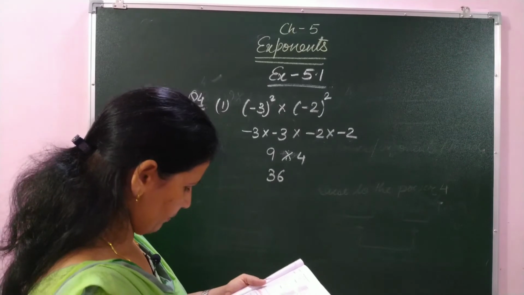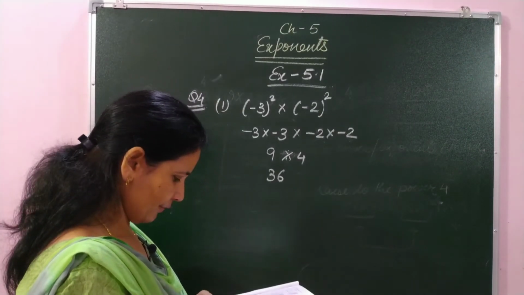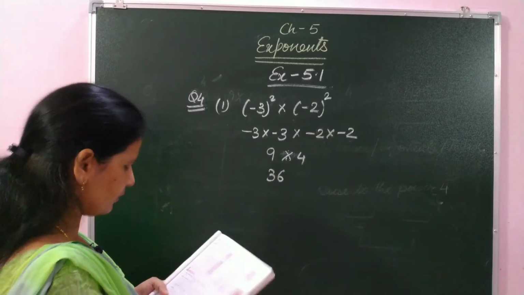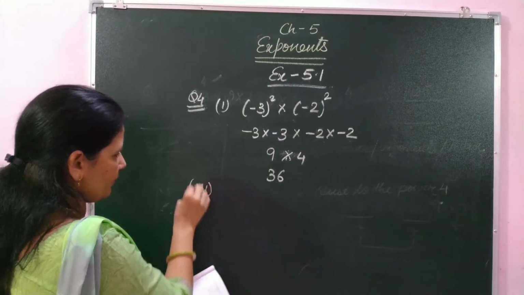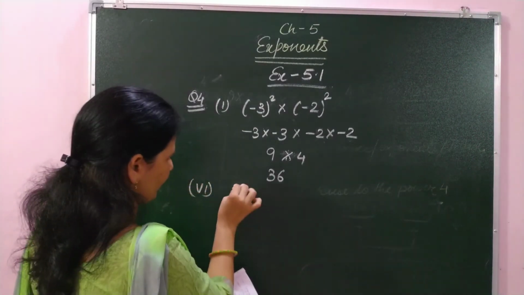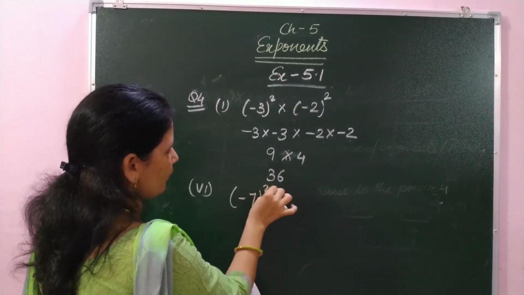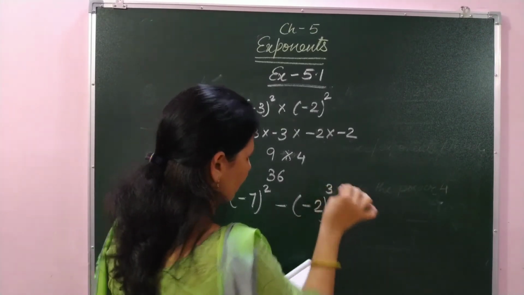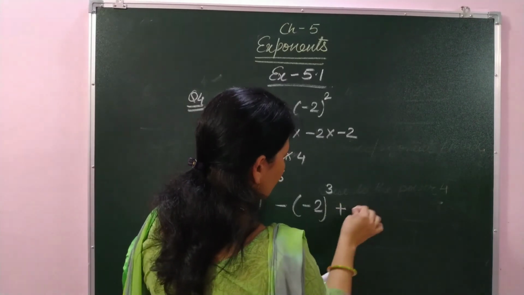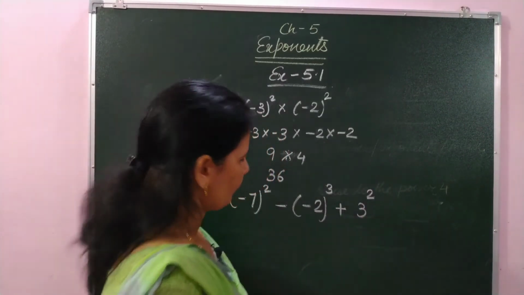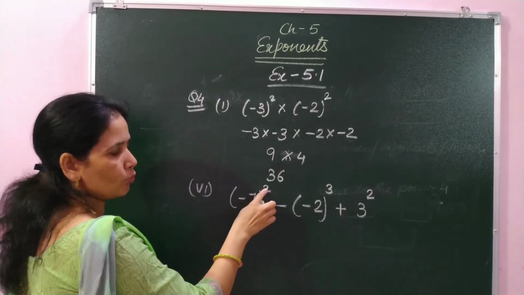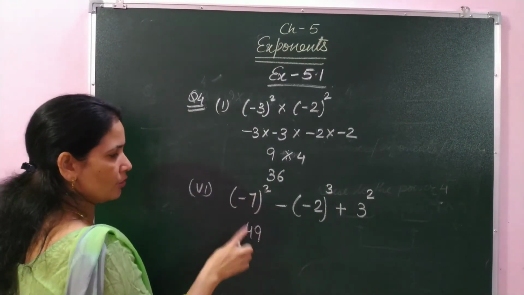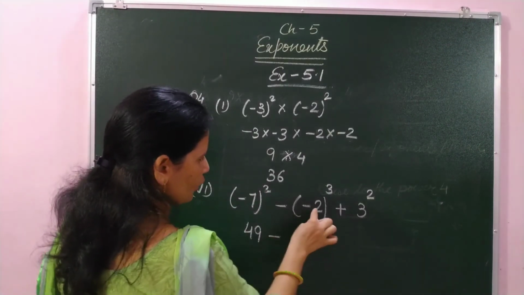Let's take one more part from here that we have to discuss. I'm going to solve question number 4, 6th part, which involves addition and subtraction. Minus 7 raised to the power 2 minus 2 raised to the power 3, then plus 3 raised to the power 2. Observe it. 7 power 2 means 7 two times. 7 7s are 49. The power is an even number, so the answer will be positive.